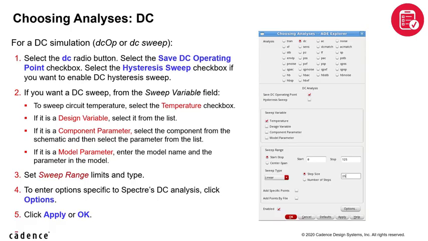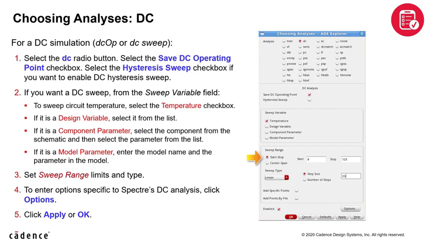If you want to run a sweep, then you need to specify a sweep variable. It could be temperature, it could be design variables, it could be component parameters, or it could be model parameters. Now here you see an example of a temperature sweep. This is the parameter which you are going to sweep, and its value is swept in the sweep range field.